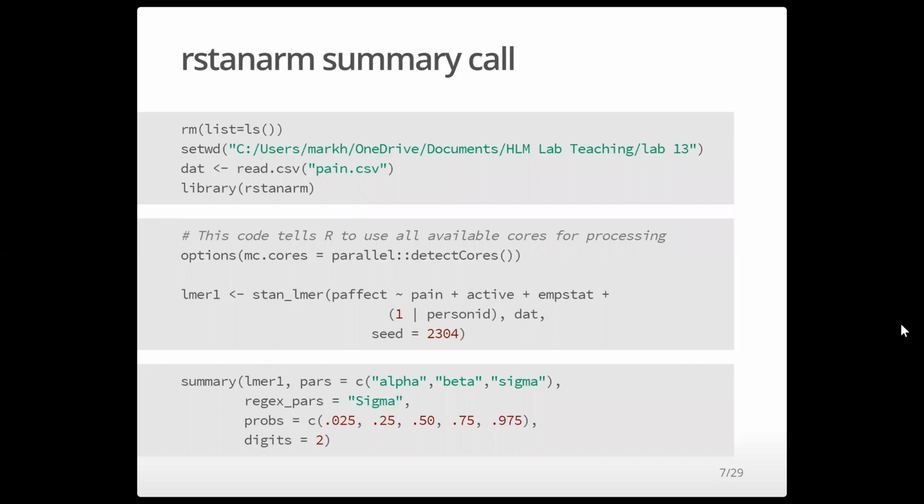So here I load up my data, fit a model, and this is the same model we looked at in the previous slides. And then I call the summary. I ask for alpha, beta, sigma in pars. I ask for capital S sigma and regex pars to get my hierarchical variances, my level 2 variances and covariances. In this case, just variances because of how many random slopes. And then I get my credible intervals with probs, and I just specify digits equal 2 to make it easier to read. It just rounds everything to 2 digits.